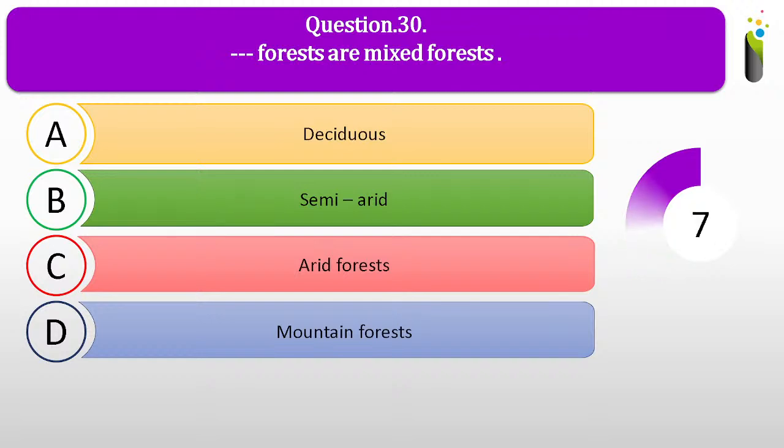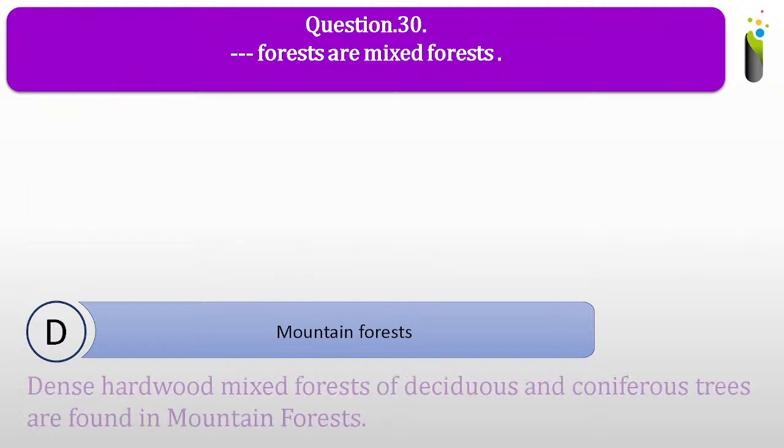And the correct answer for this question would be D, mountain forests. See, dense hardwood mixed forests of deciduous and coniferous trees are found in mountain forests. Keep this in mind. Going ahead to question number 31.